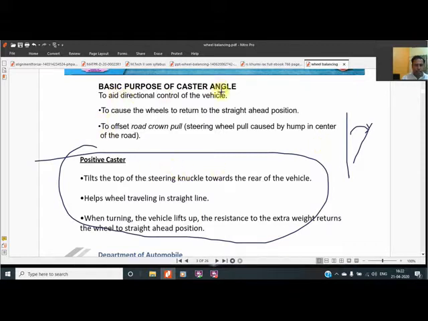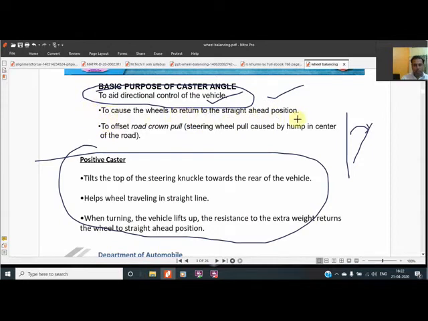And the basic purpose of caster is to aid directional control of the vehicle, because when we steer a vehicle, the front wheels are generally steered, and the control on that mechanism is generally obtained by the caster angle itself. The caster can be seen in two-wheelers also, because in bikes we can see the caster angle, and it depends on the caster angle how much we are able to steer with less effort.